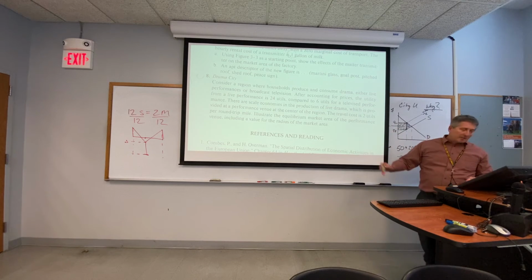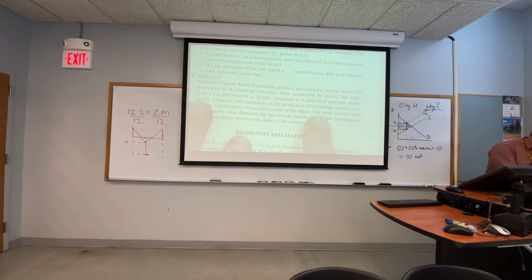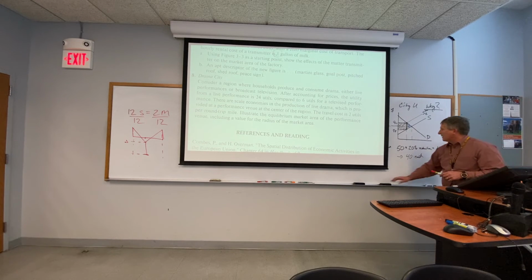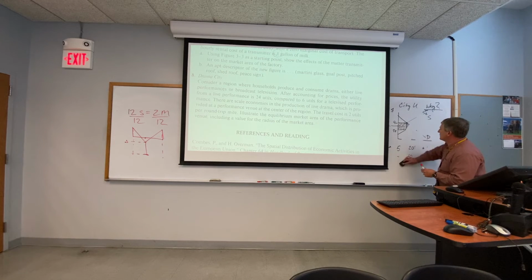Okay, so this one has a little bit more of the math, I think, to it. So we've got the drama, either live performances or broadcast. After accounting for prices, the utility of a live performance is 24 compared to 6 for televised performance. There are scale economies in the production of live drama, which is provided at the performance venue. Travel cost is 2 units of happiness, utils, per round trip. Illustrate the market area for the performance. So the live performance is the most desirable.